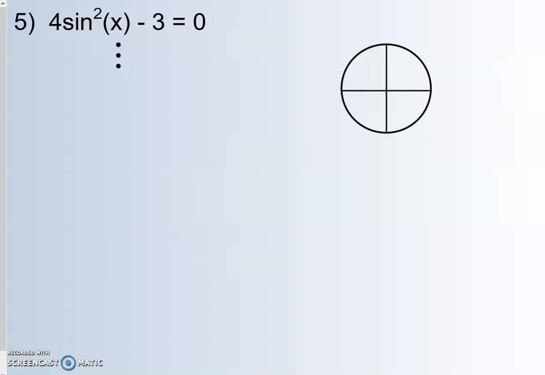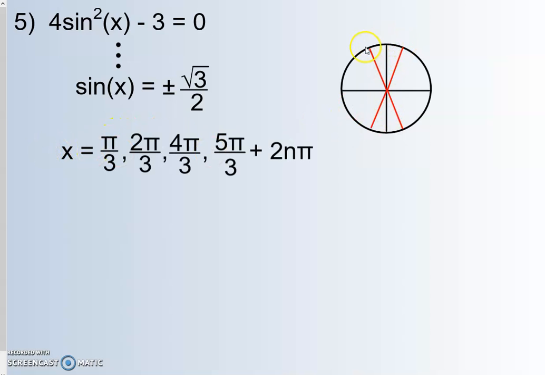Let's practice another one. Again, hit pause, try it, come back in. Okay, so this is what I got. I got all the way down to here. And the sine value is radical 3 over 2 at the steep angles. So sine is positive in quadrants 1 and 2. Sine is negative in quadrants 3 and 4. Again, you could list pi thirds, 2 pi thirds, 4 pi thirds, 5 pi thirds plus 2n pi. Or if you're efficient, you could be fancy and you could have this.